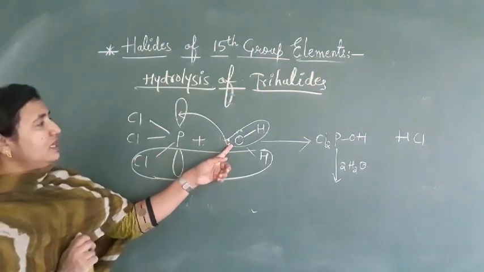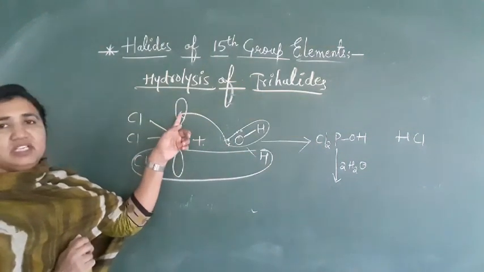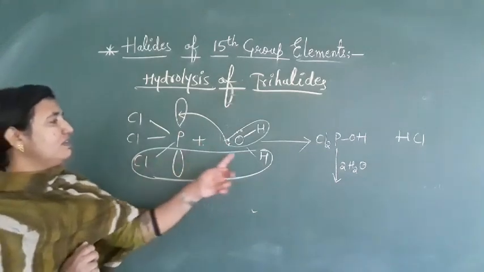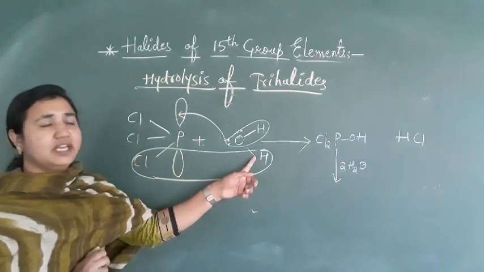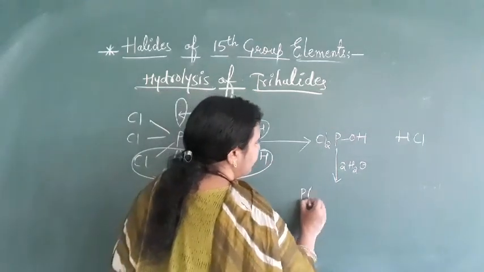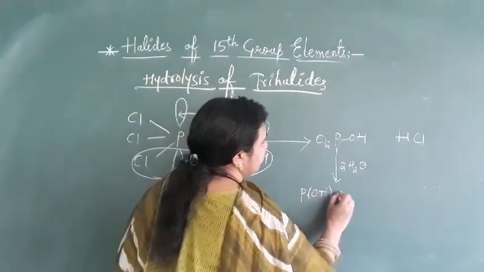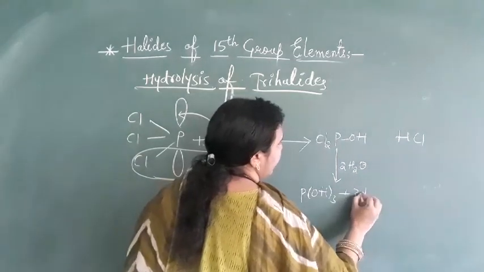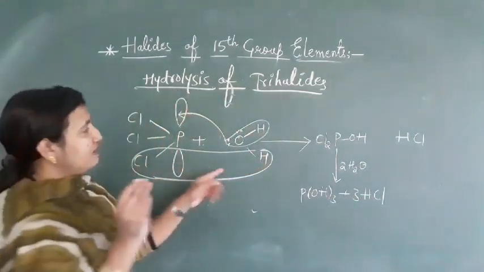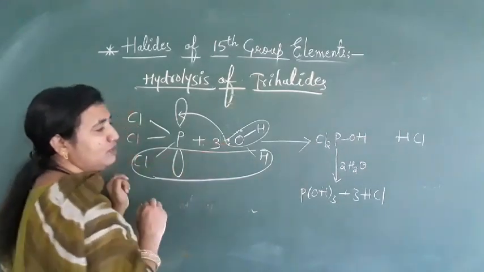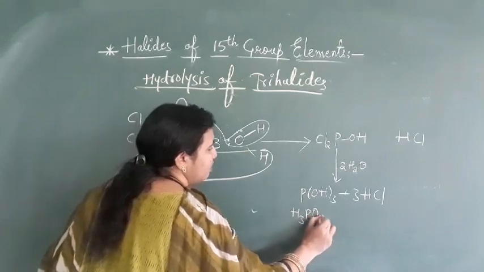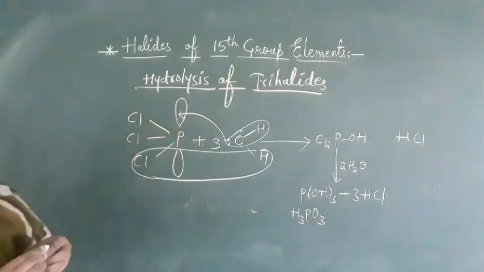This OH will make a coordinate bond with this phosphorus. At the same time, this hydrogen and chlorine will be removed as HCl. So we will get P(OH)3 plus 3HCl. Here we take 3 water molecules. P(OH)3 we can write like H3PO3. Okay, clear?